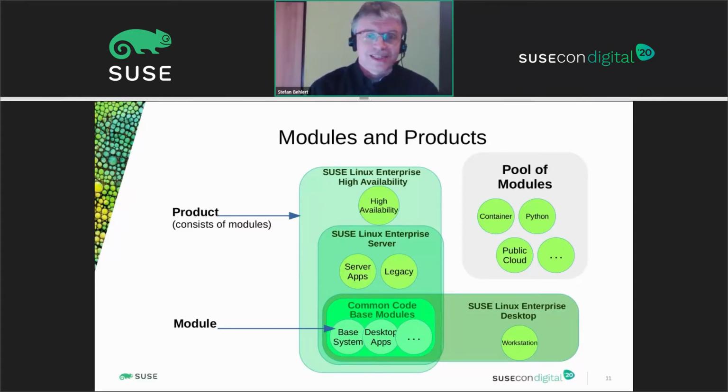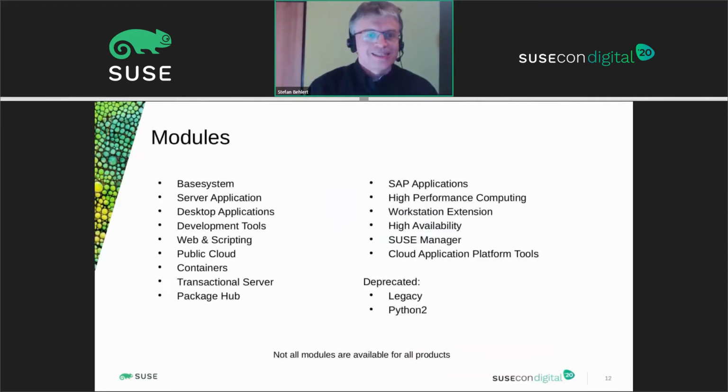You have product-specific modules like server apps for the enterprise server products, or the workstation extension that's included in the desktop product. And you have a pool of modules that are available for the products besides what makes up the main product. So you have the Python module, the container module, the public cloud module, and others. As you can see here, there are quite a few modules. Not all, I have to admit, are available for every product, but most of them are. Let me point out a few from this list.